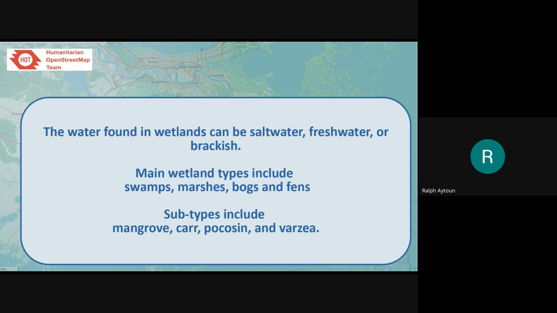So water in wetlands can be salt water, fresh water, it can be brackish, it can be mineral. You get different types of wetlands called swamps, marshes, bogs, fens, and also a subtype. So you would get mangrove, carr, pocosin, varzea. So those are all different types that are involved in the wetlands.